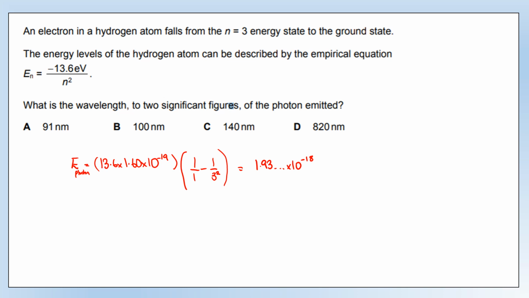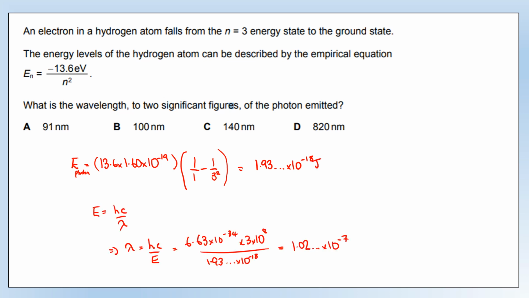The other thing you have to remember is to convert 13.6 into joules. So that's why I've multiplied by 1.6 times 10 to the minus 19. And we're finding the difference. So that gives us our photon energy, and that's now in joules. And now to get our wavelength, we need to rearrange our equation linking wavelength and energy, plug our numbers in, and then we get our answer in meters, which is clearly option B to two significant figures.